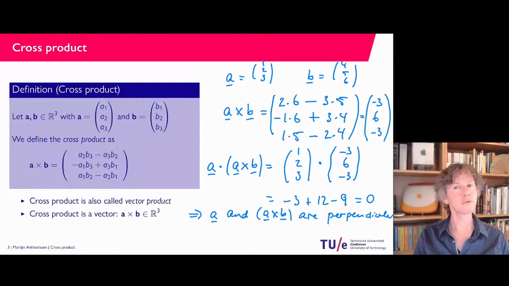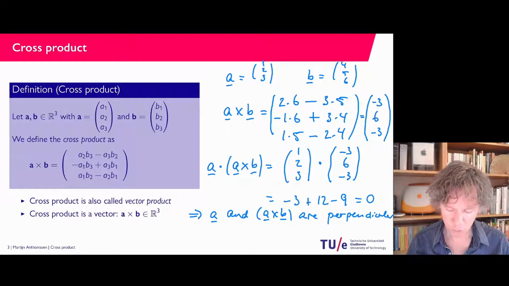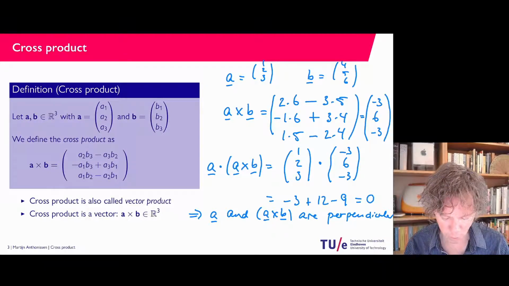So they make a 90-degree angle. If you would compute the dot product of B with A cross B, you would find the same thing. So I invite you to do so. I'm just going to write the conclusion here. So we also have that B and A cross B are also perpendicular.